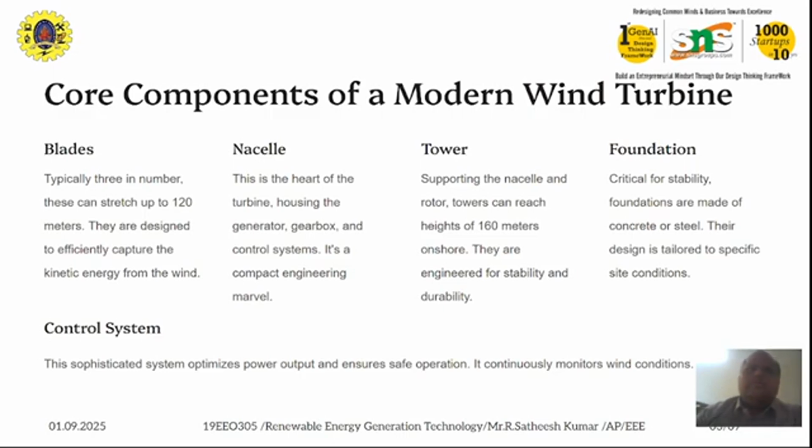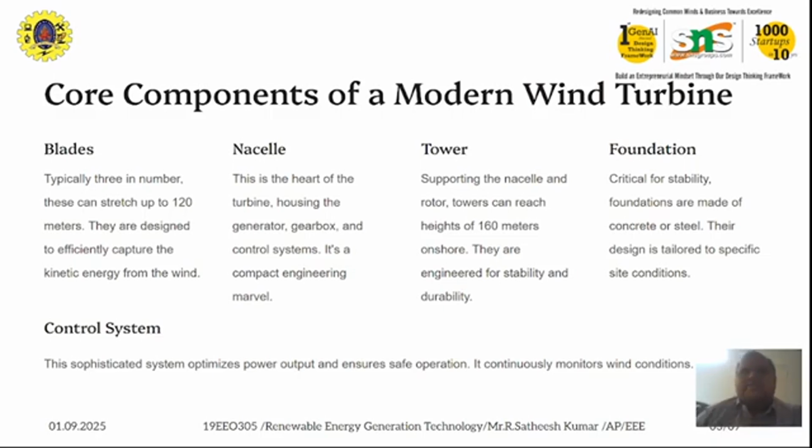These are the core components of a modern wind turbine: first the blade, then the nacelle, tower, foundation, and the overall control system. Let us go deep into each component. The first one is the blade. It is typically three in number. Blades can reach up to 120 meters, such huge blades are available, and even small blades are available.